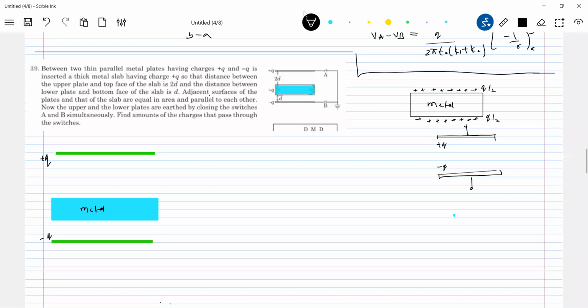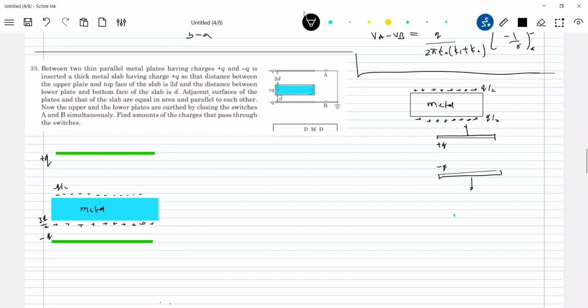Before closing the switch, what will be the situation of charges? Plus Q is there, so it will induce a charge, and minus Q is there, it will also induce a charge. So this plus Q will induce a charge. Therefore here a net negative minus Q by 2 will be formed. Then here positive charge, the resultant will be 3Q by 2.